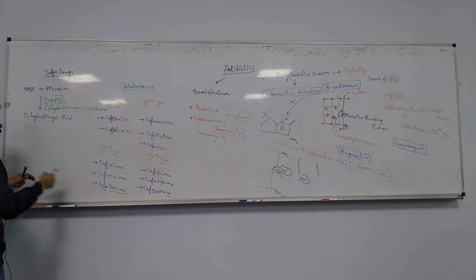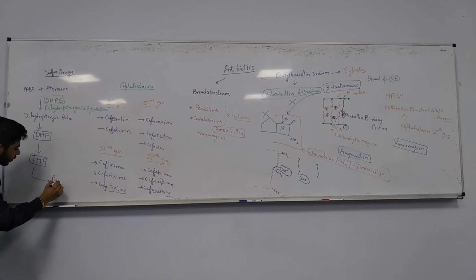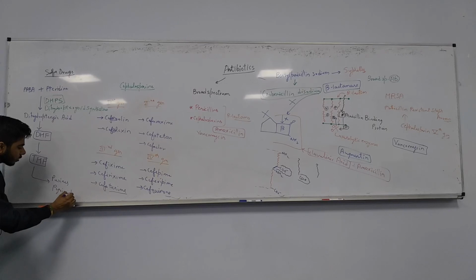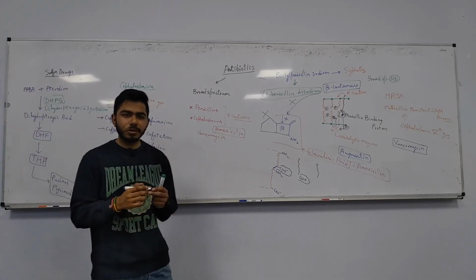This dihydropteroic acid is actually converting itself into DHF. And what is DHF? That is actually the dihydrofolic acid. Then this DHF is actually converting itself into what? THF, tetrahydrofolic acid. And then this tetrahydrofolic acid is actually making up what? Purines and pyrimidines. Purines and pyrimidines are actually what? Nucleotides, right? Nucleotides, nucleoside, remember purines and pyrimidines.